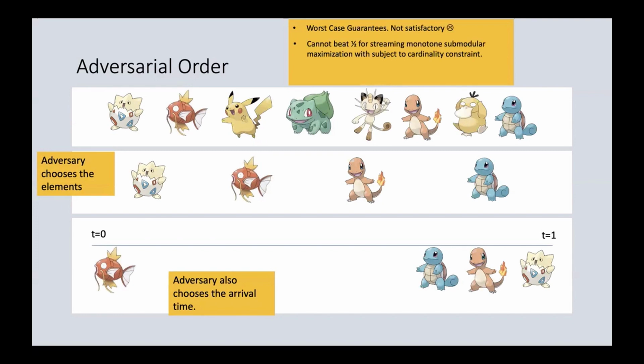So for example, for the problem of streaming monotone submodular maximization, we know that we cannot beat half. There is a lower bound that you cannot beat half. Also, for the problem of maximum matching in the streaming setting, beating half is a major open problem.